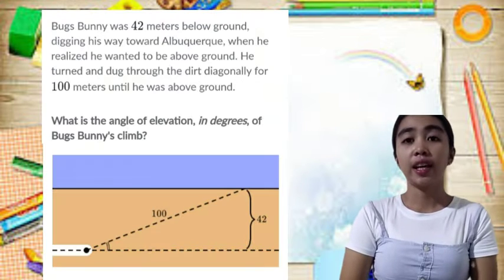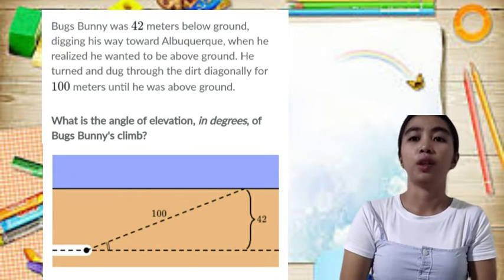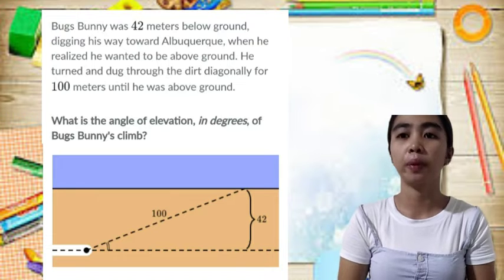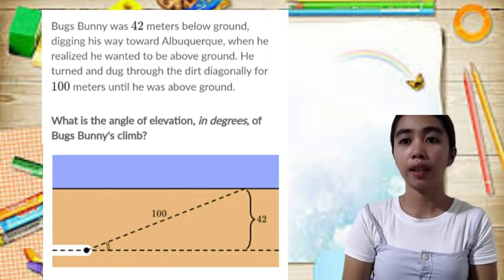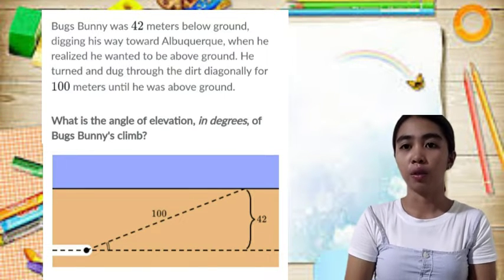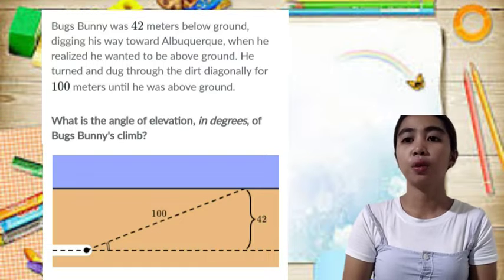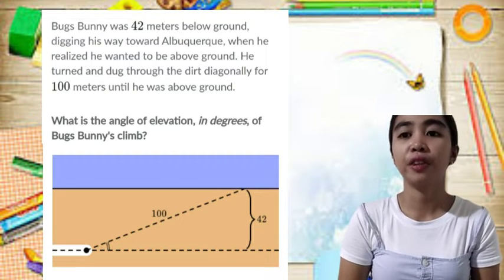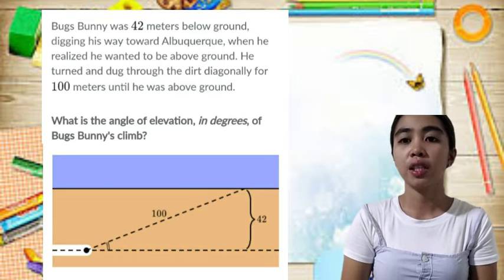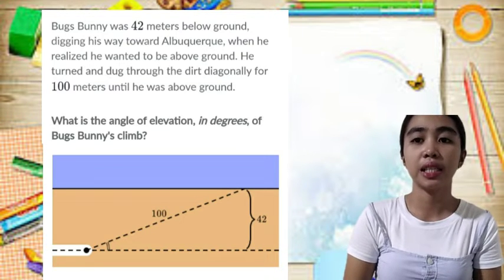For the right triangle, here is an example. Bugs Bunny was 42 meters below ground, digging his way toward Albuquerque when he realized he wanted to be above ground. He turned and dug through the dirt diagonally for 100 meters until he was above the ground. So, what is the angle of elevation in degrees of Bugs Bunny's climb?